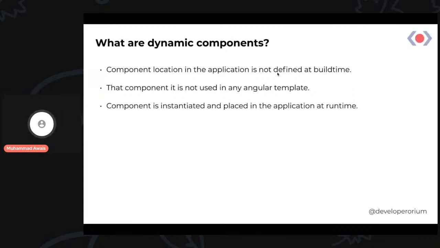Like, assume that there are multiple conditions, and on one of those conditions I want to attach that component in the DOM. So that's never been loaded at build time. Those components are being instantiated when the application is at runtime.